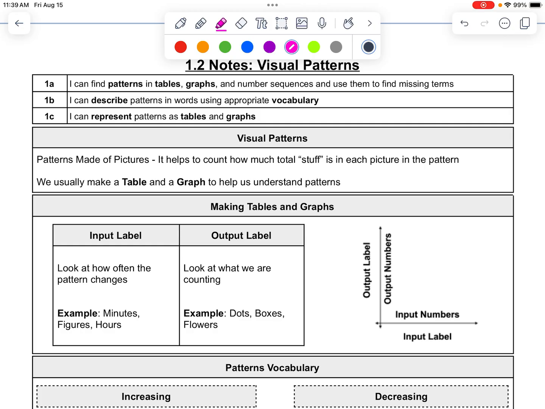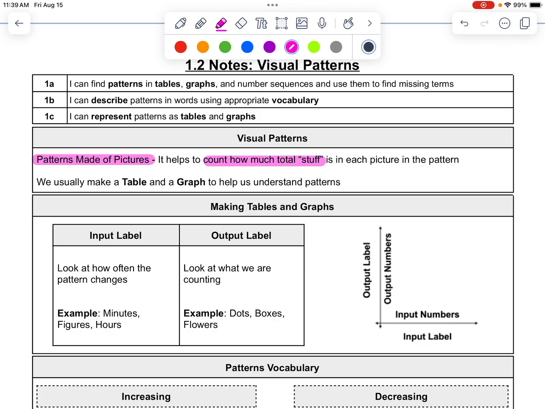A visual pattern is a pattern made of pictures. When we're trying to understand a visual pattern, it usually helps to count how much total stuff is in each picture. Now, a lot of times we organize that information into a table or a graph to better help us understand those patterns. So let's start with a table.